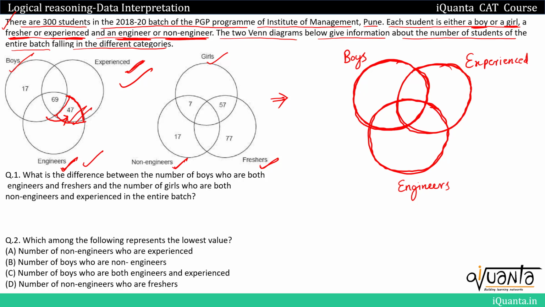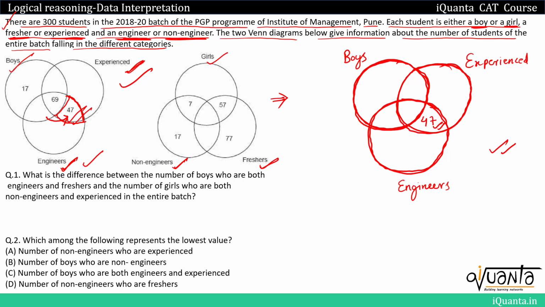So how to denote experienced girl and engineers? We want girls, experienced and engineers. So in the Venn diagram that we have over here, first of all we'll go to the common area of experienced and engineers, and since we are talking about girls, so we'll come outside the set of boys. So this region will be selected. This will be equal to 47. I hope this is understood.